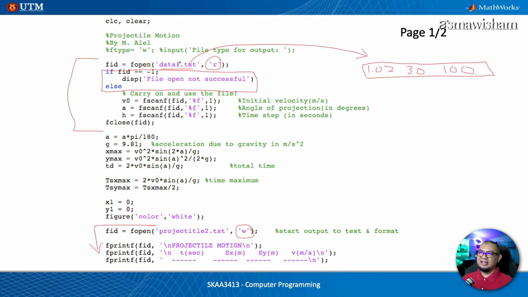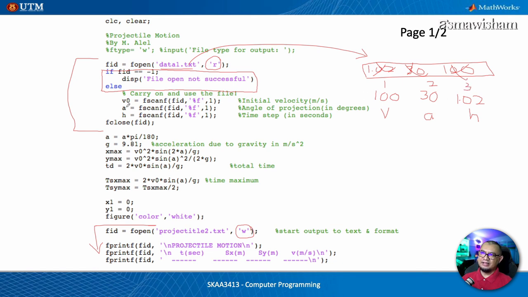Inside this data1 file, you have three values. The initial velocity, and the time step is the third one. I changed it, it's not something like this. So the first one will be the velocity 100, then you have the angle 30, and then here we have the time step, let's say the value is 1.02. This will be the V, this one will be the A, and this one will be the H. So the index, this one is number one, this one number two, this one number three.